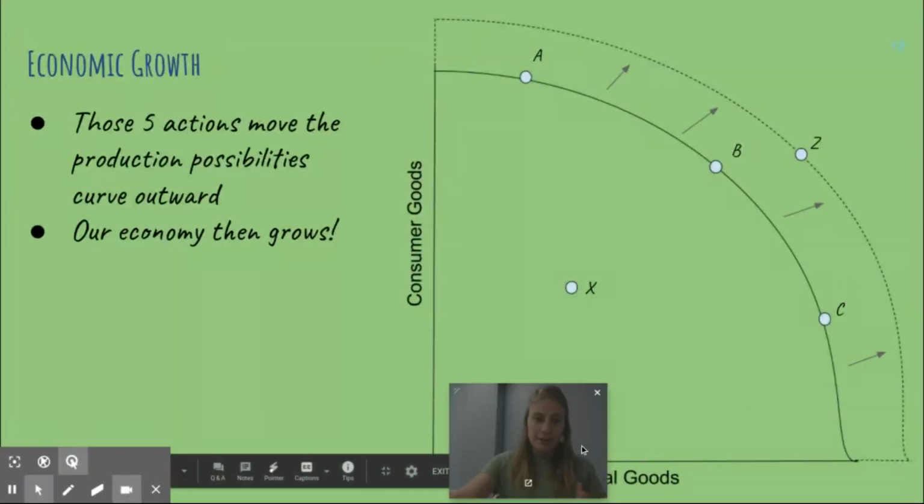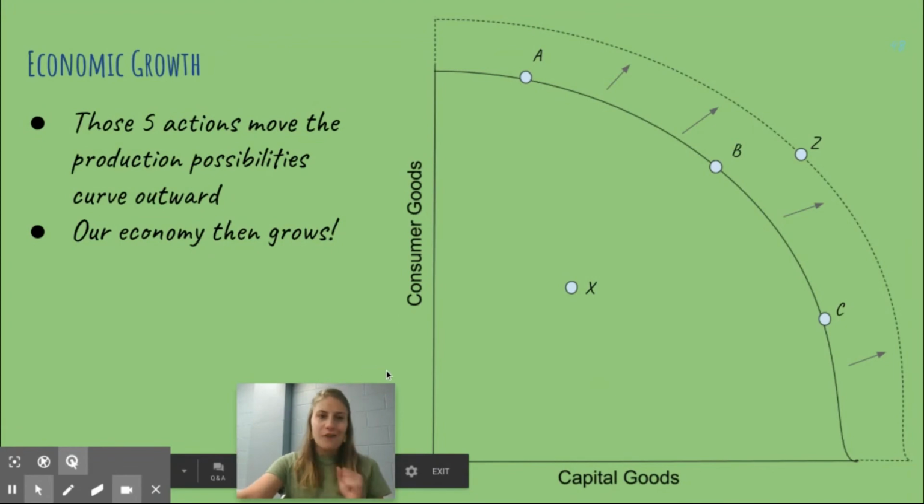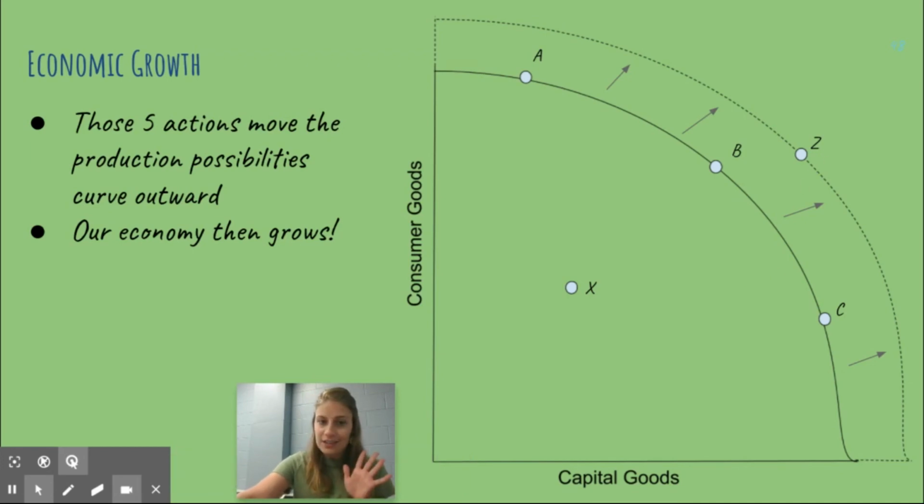So here's our graph just to bring it on home for you. These 5 actions move the production possibility curves outward. So remember, here are our points. We're being efficient. We're not being efficient here, but we want to get out here. So if we do these 5 things, these 5 changes, we can help reach this point.